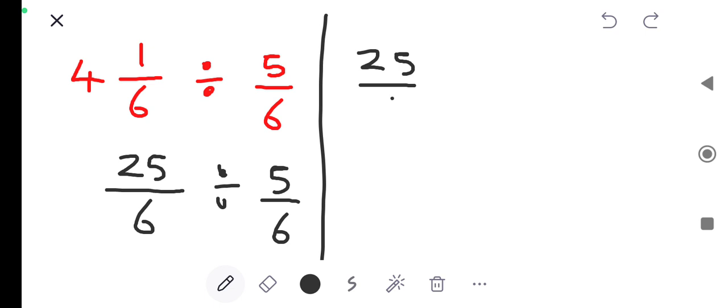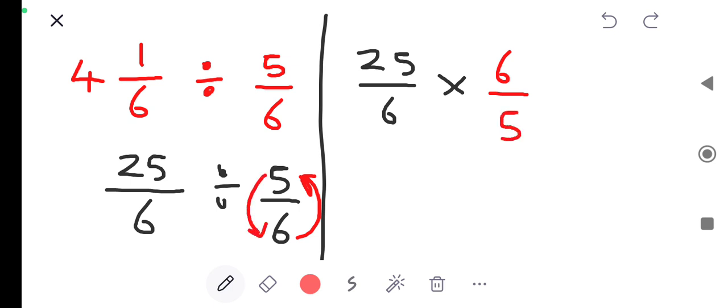Very easy. Then you change this division to multiplication. Turn 5 over 6 upside down. Now when you flip 5 over 6, 6 will go up and become the numerator. 5 will come down and become the denominator. So when you flip 5 over 6, you will have 6 over 5. Apart from 1, there is no number that can divide both 25 and 6. Apart from 1, there is no number that can divide both 6 and 5.